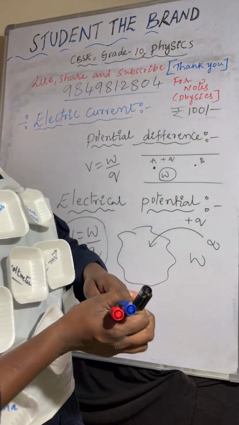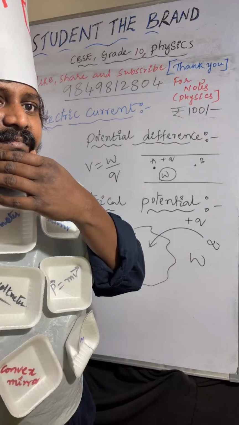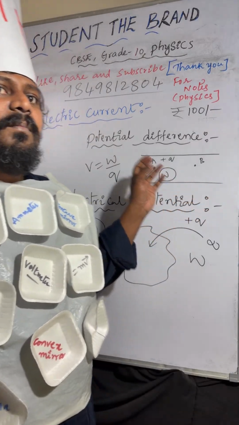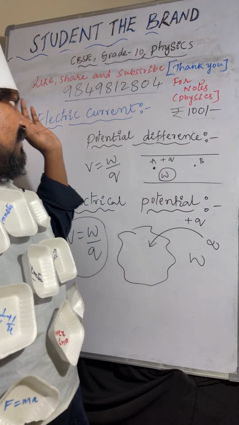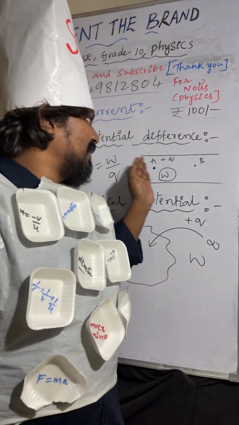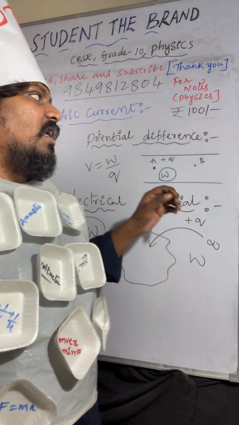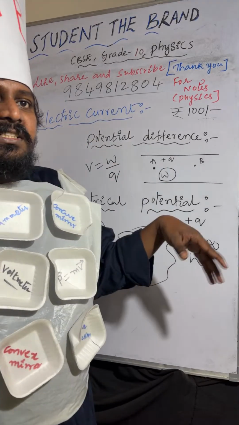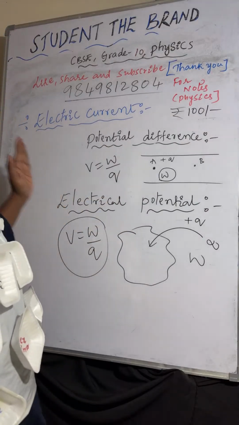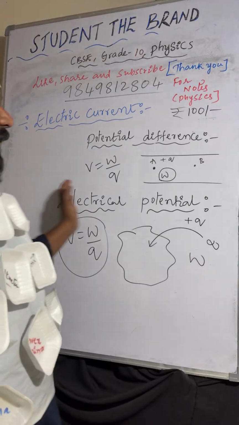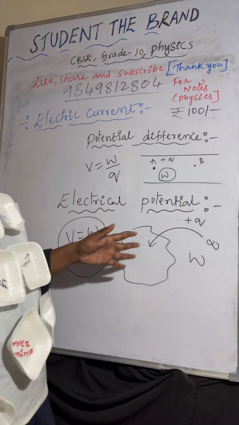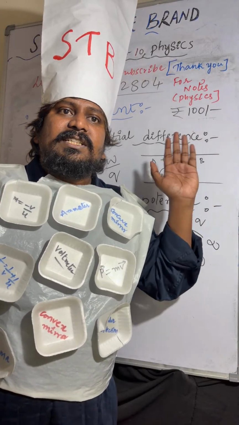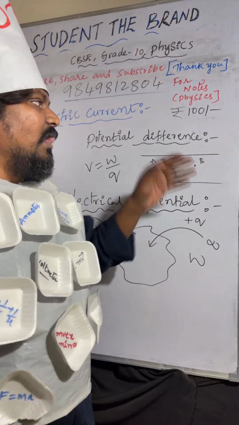Once again, everyone, be ready for it. Potential difference: work done to bring unit positive charge from one point to another point within the conductor is called potential difference. W is the work, Q is the charge, V is the potential difference. V equals W by Q. Coming to electrical potential, it is nothing but work done to bring unit positive charge from infinity to the required field.